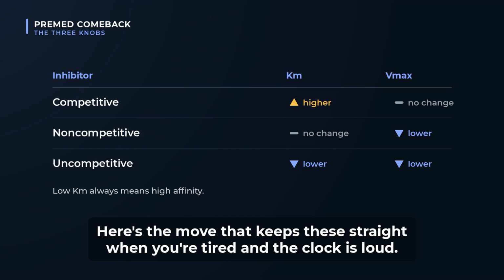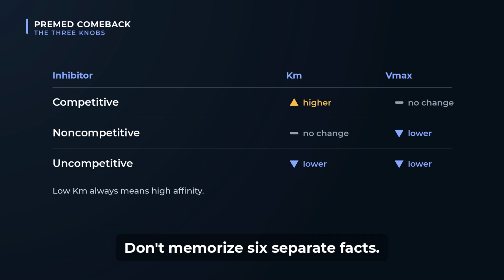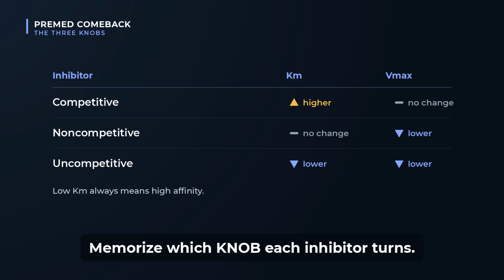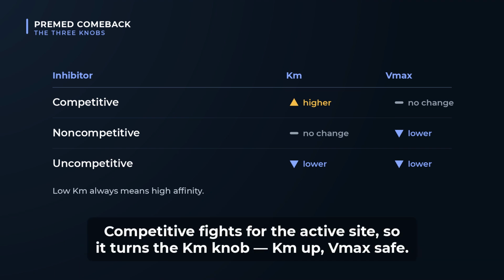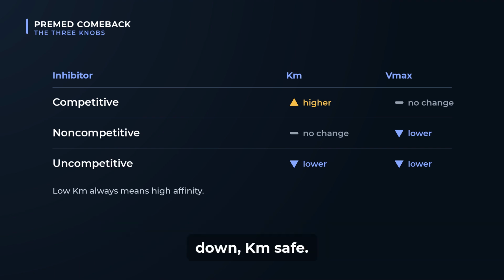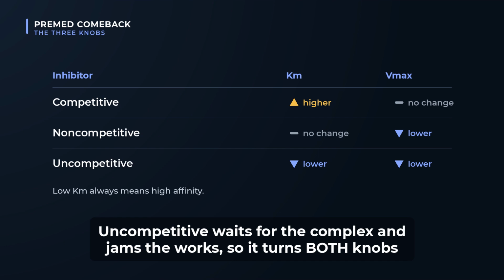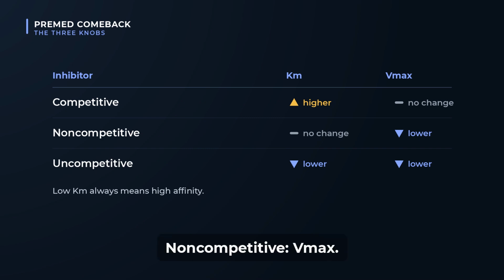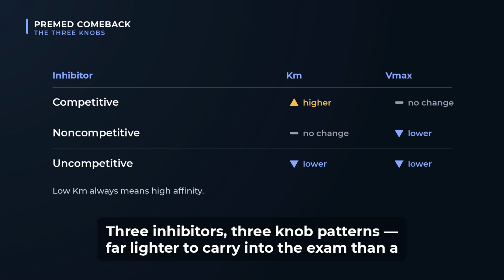Here's the move that keeps these straight when you're tired and the clock is loud. Don't memorize 6 separate facts. Memorize which knob each inhibitor turns. Competitive fights for the active site, so it turns the Km knob: Km up, Vmax safe. Noncompetitive sabotages the enzyme itself, so it turns the Vmax knob: Vmax down, Km safe. Uncompetitive waits for the complex and jams the works, so it turns both knobs down together. Competitive, Km. Non-competitive, Vmax. Uncompetitive, both. 3 inhibitors, 3 knob patterns, far lighter to carry into the exam than a table of arrows.